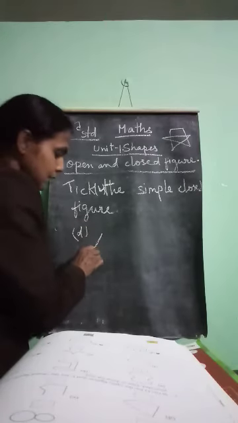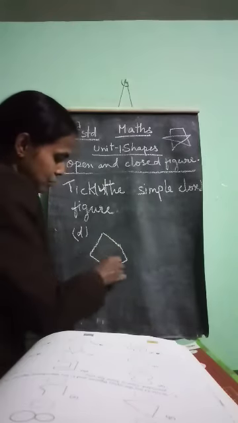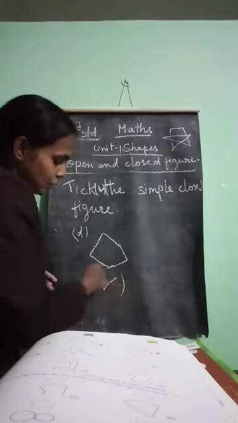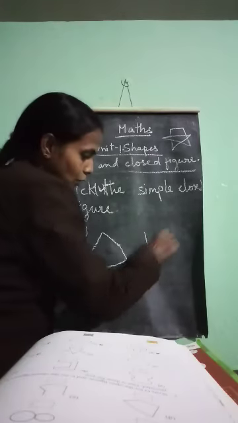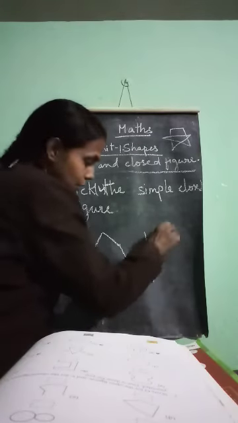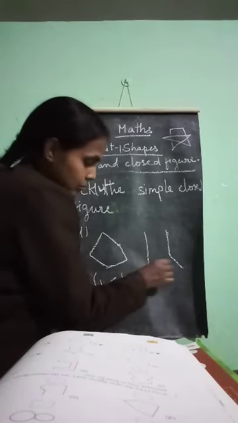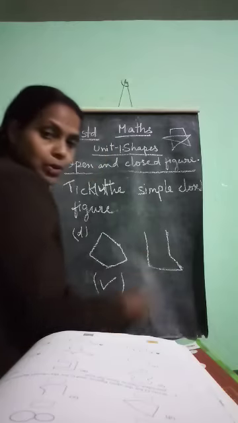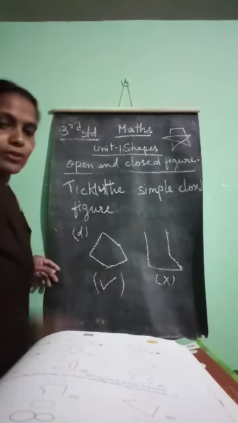It is like this, like this, like this, then it is like this. So this is also simple closed figure. Put tick mark. Next one is, it is not at all closed figure, it is open figure. Like this it is. Something like this. Okay, it is open figure, so put cross.